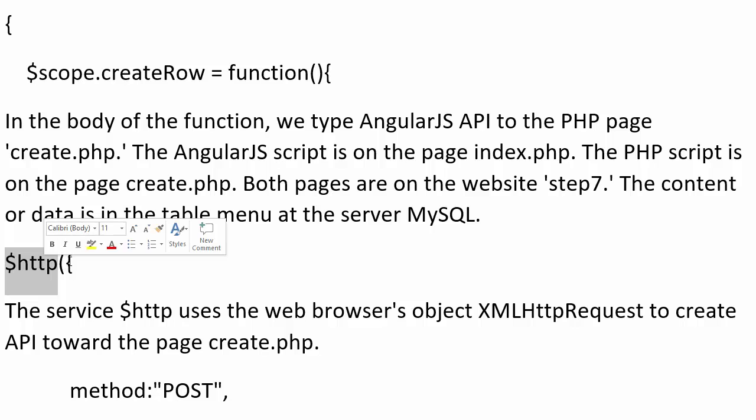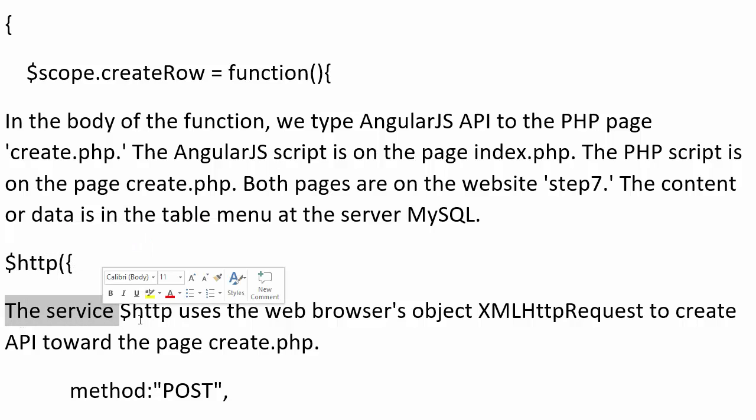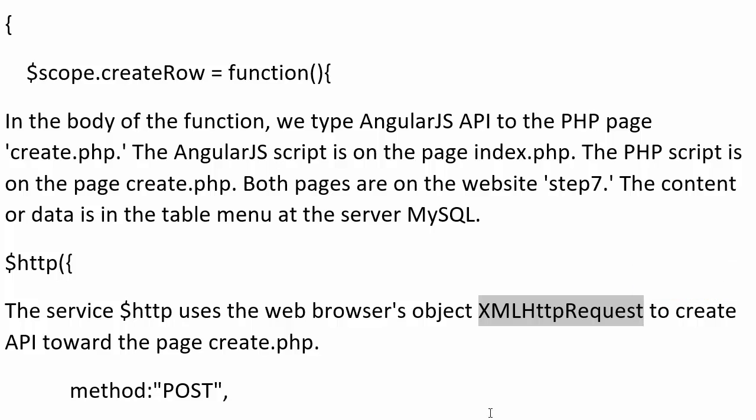$http, open parentheses, open curly bracket. The service $http uses the web browser's object XHR, shorter we call it XHR, to create an API toward the page create.php.